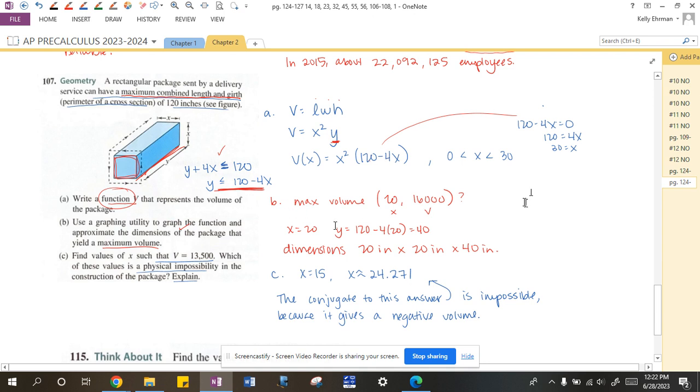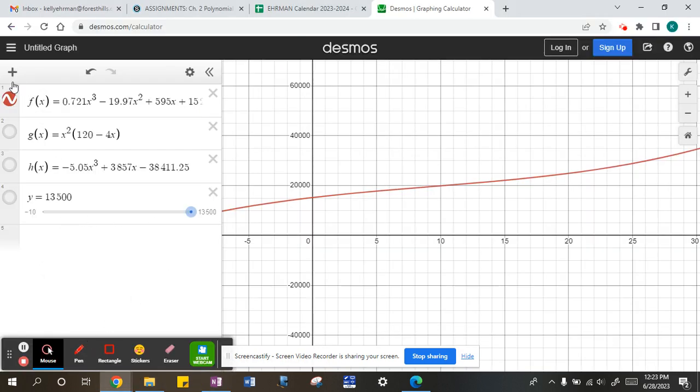Part B is use a graphing utility to graph the function and approximate the dimensions of the package that gives a max volume. If you do this on your graphing calculator, you should be setting x min to 0, x max to 30, and then zoom fit. For me, I use Desmos. So let me try to show you this.